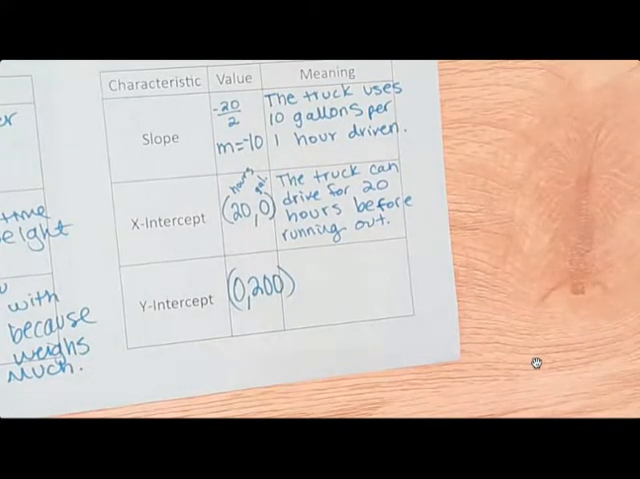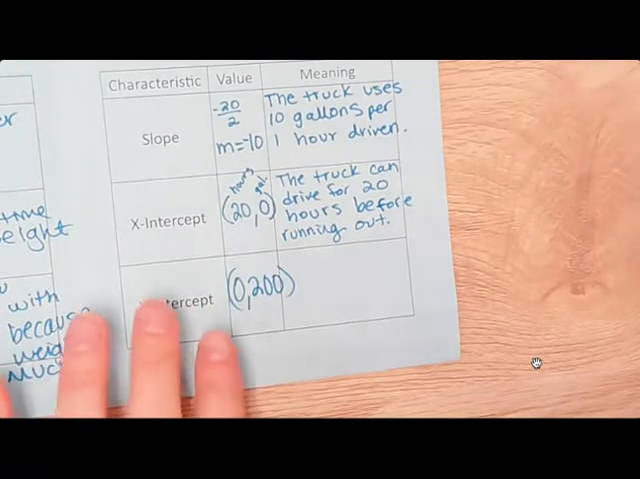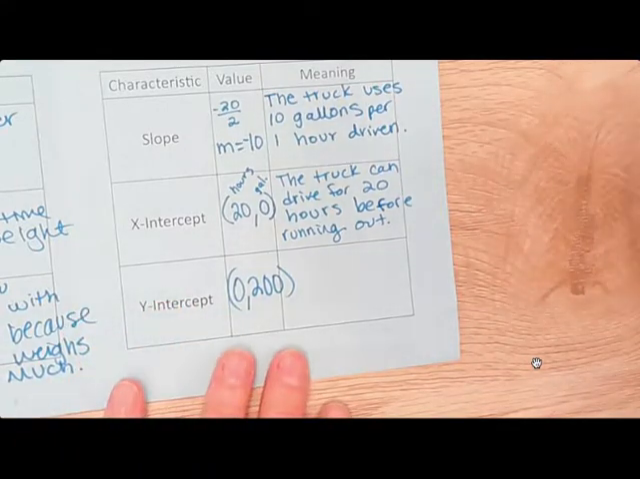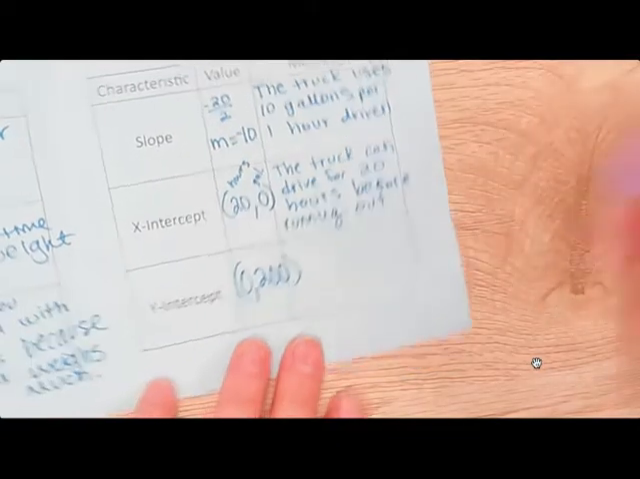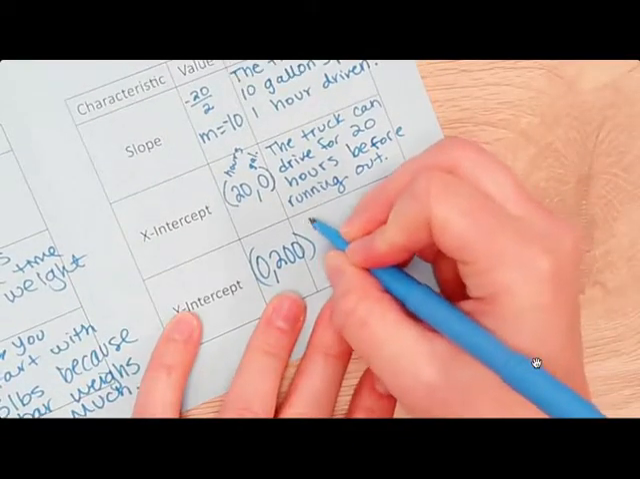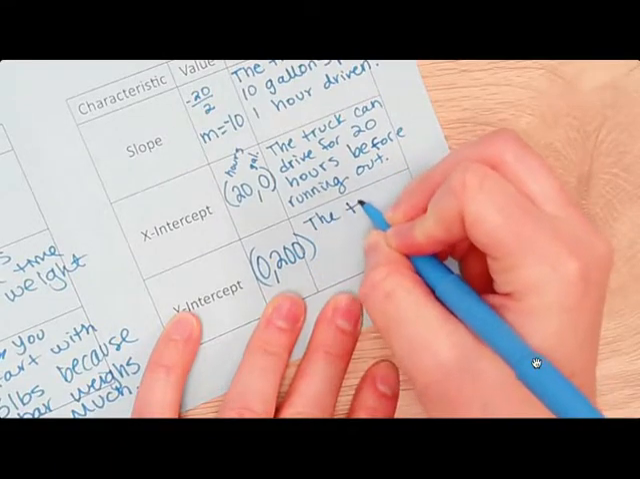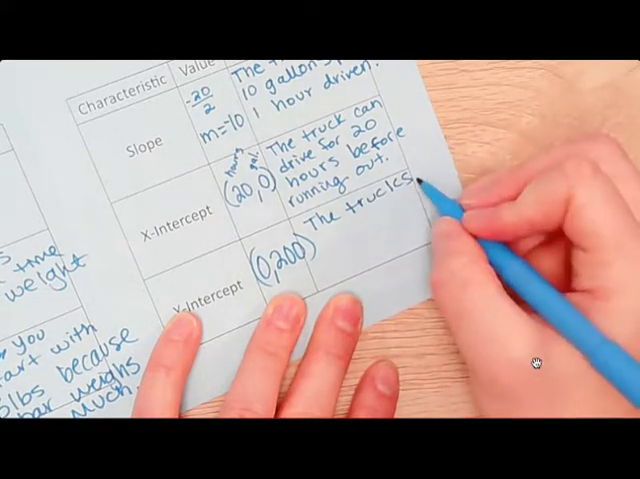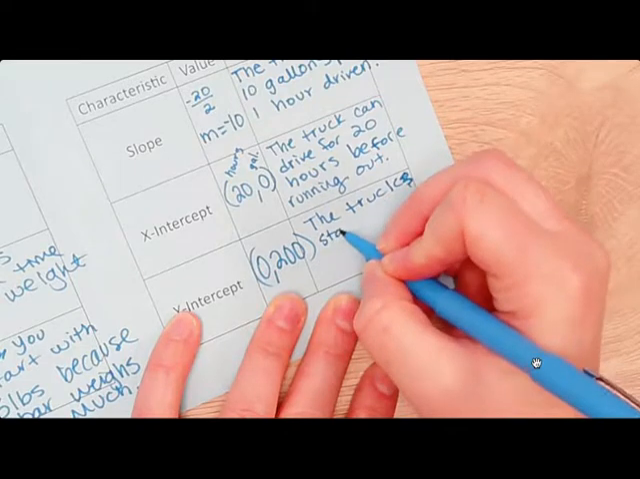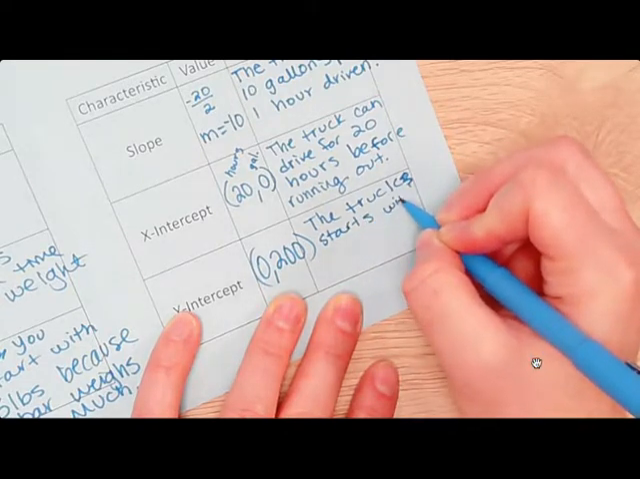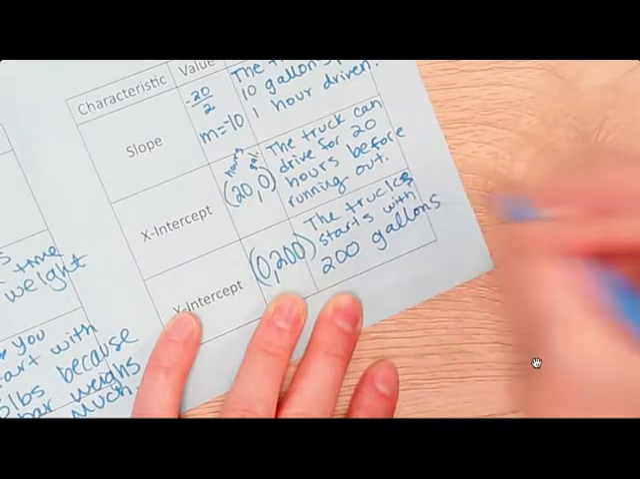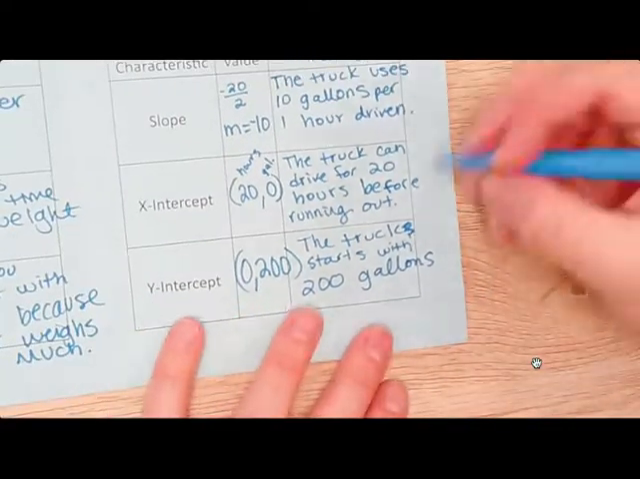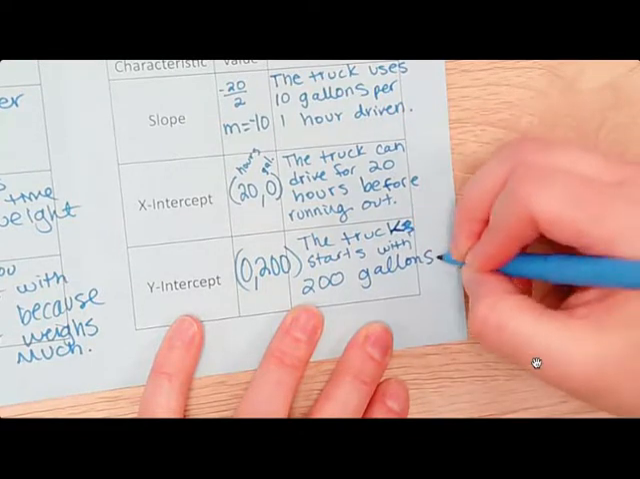Then we need to write down the meaning on that one. What's the meaning of the y-intercept? You start off with 200 gallons of gas. The truck starts with 200 gallons of gas.